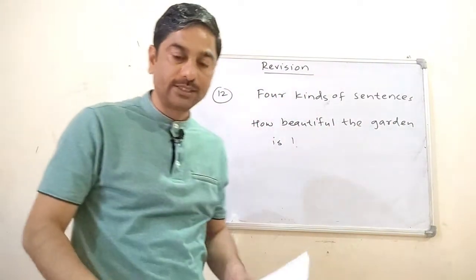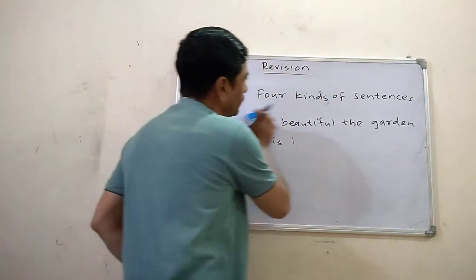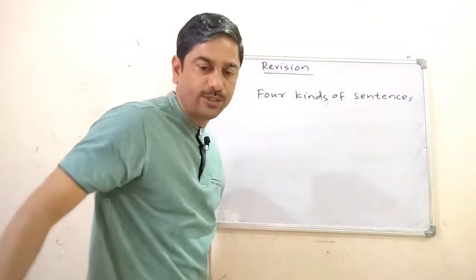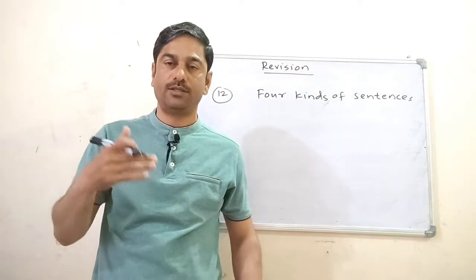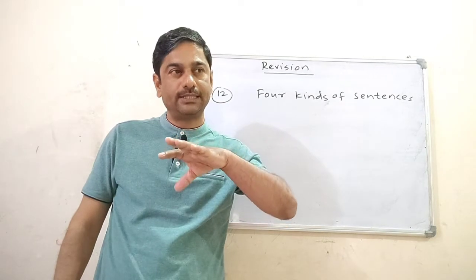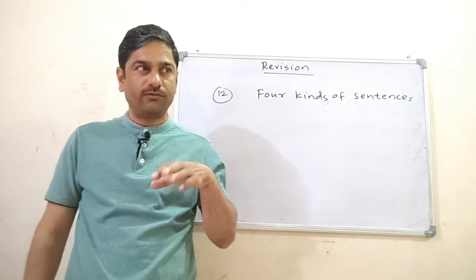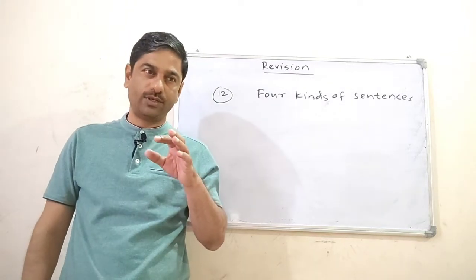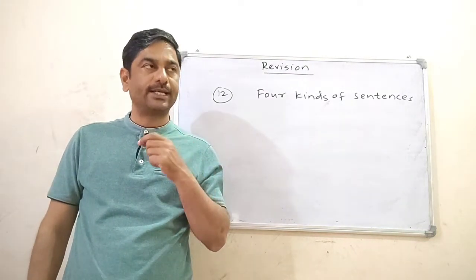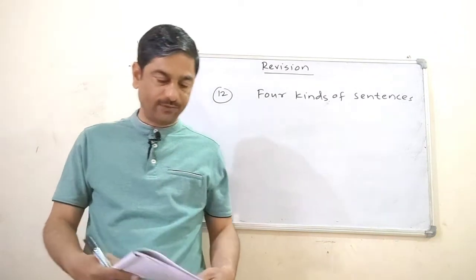So we studied these 4 kinds of sentences. Declarative sentences are used to express statements. Then interrogative sentences for asking questions. Imperative sentences for giving commands or for requests. And exclamatory sentences for showing sudden feeling.